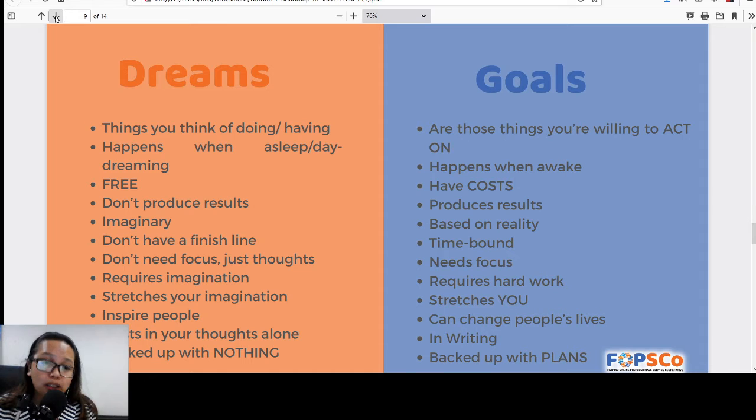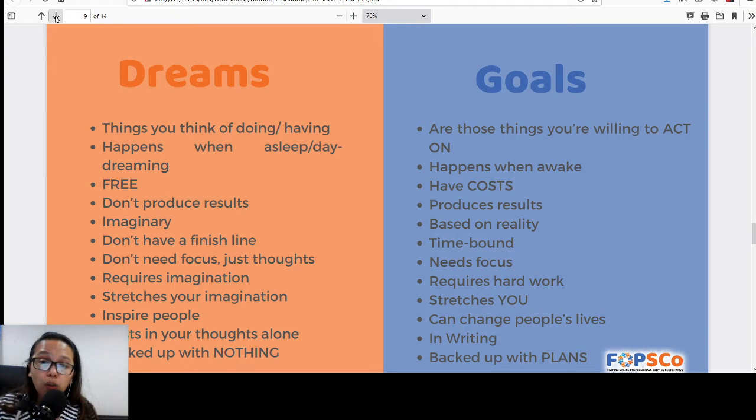It requires imagination. So sometimes when we look at a house, you would see yourself in this house in your dream or while you're daydreaming, and you say, I'm there sitting on the couch and enjoying life, watching TV, something like this. So you're just daydreaming. And this stretches your imagination, and it inspires people when we share our dreams and aspirations. And this exists in our thoughts only and is backed up by nothing. So it's purely imagination.